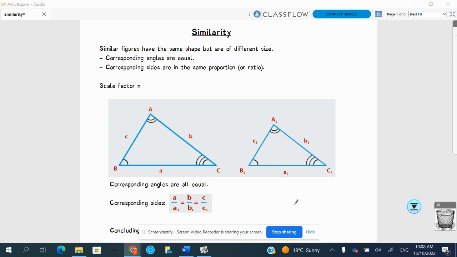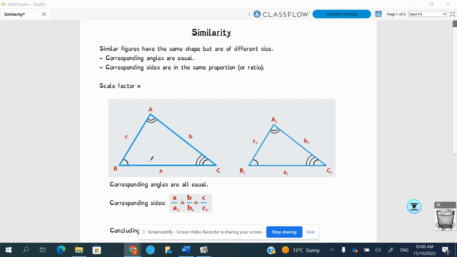This video is about similarity. Similar figures have the same shape but are of different size. So you'll often hear the word enlargement, that's referring to similar figures. In similar figures, corresponding angles are equal.